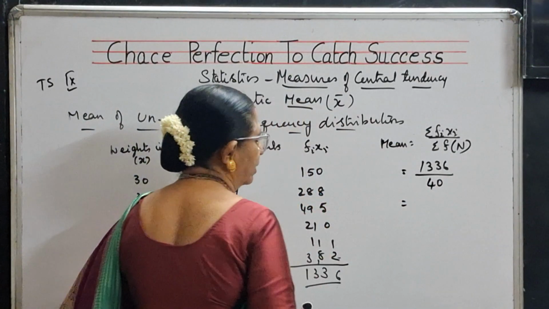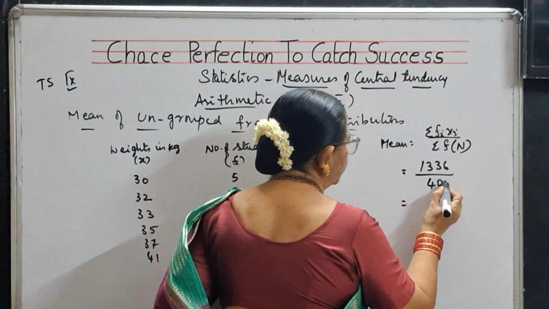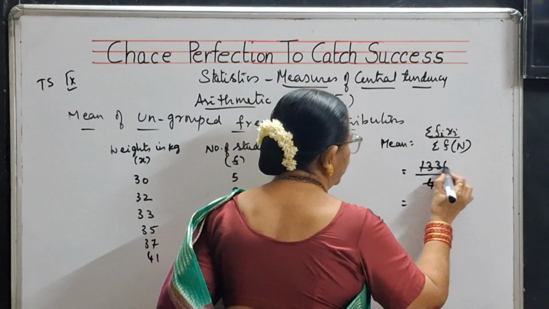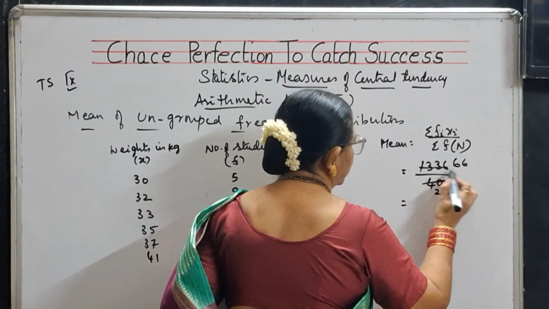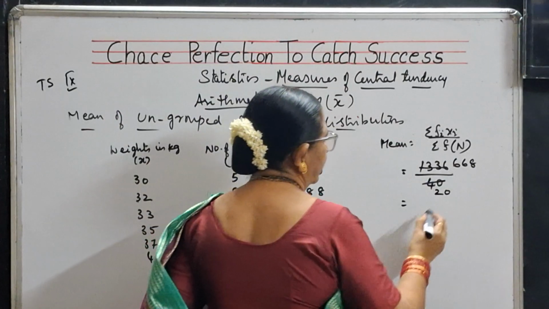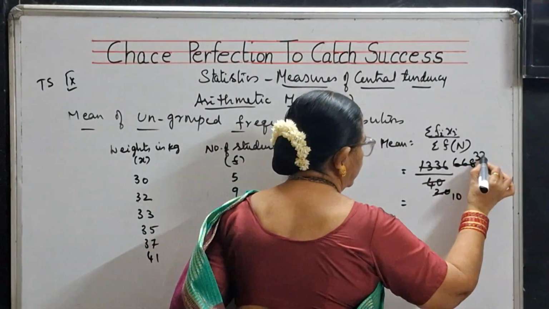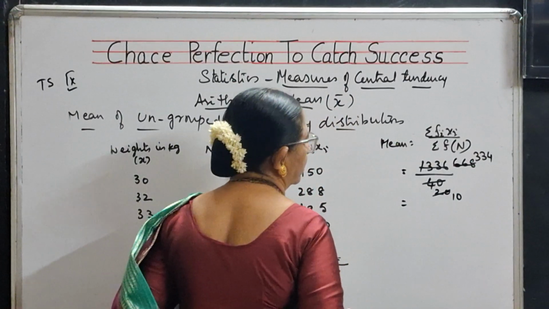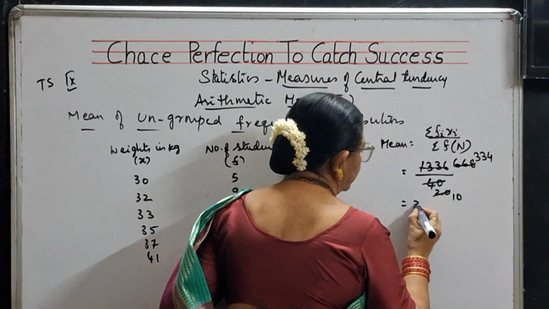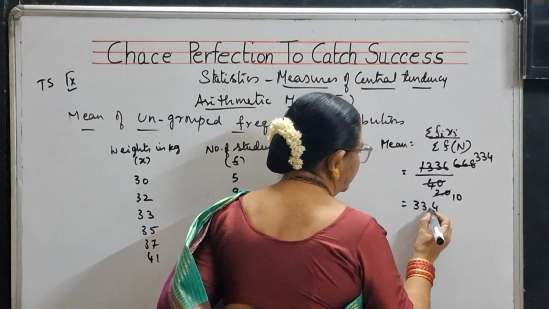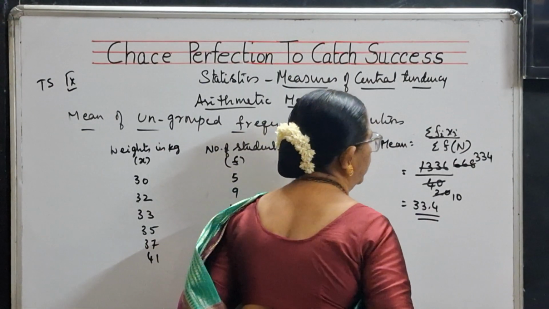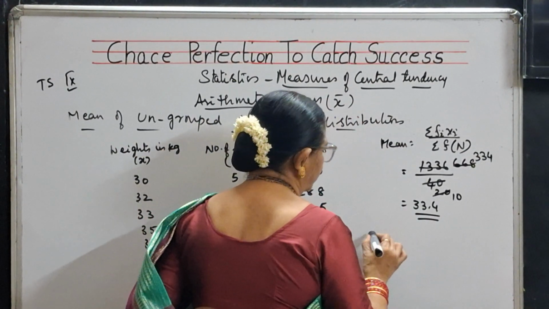So how much can we cancel it by? By 2. 2 twos are 4, 2 sixes are 12. We can write 33, and 4 by 10. 33.4. You can get it as the answer, children.